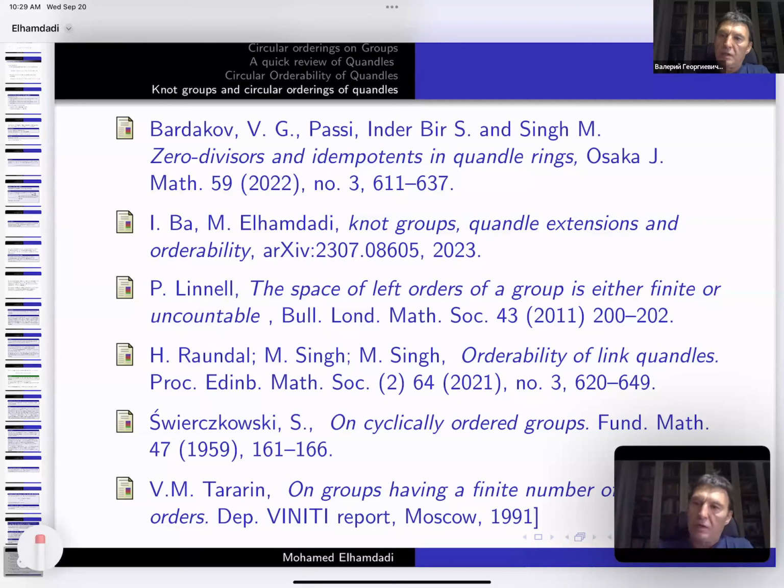Circular orderability is a little bit more complicated. It doesn't behave well with exact sequences. An exact sequence behaves well with left orderability, but I think not with bi-orderability. If you take two cyclic groups and form their Cartesian product, even though both of them are circular orderable, the group is not circular orderable. Ah, I see.